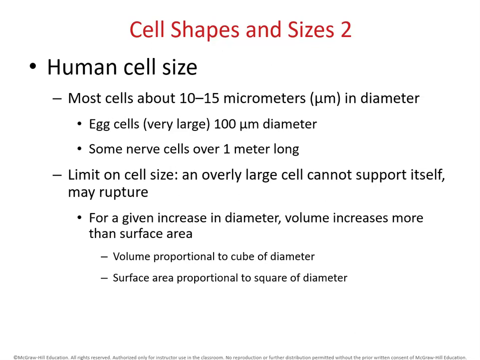Most cells in the human body are about 10 to 15 micrometers in length. The largest single cell in the human body is the egg. It's 100 micrometers in length, so you can see it's sometimes 10 times the size of a regular cell. Nerve cells can grow to be over a meter long.